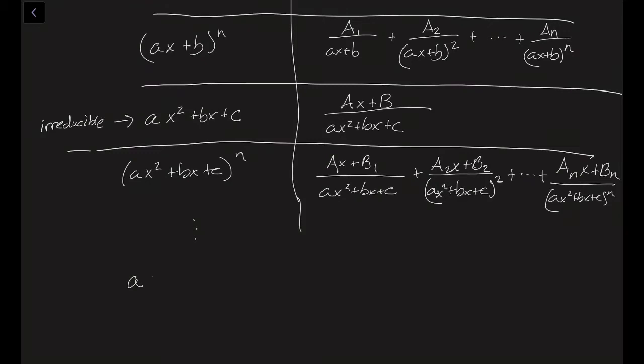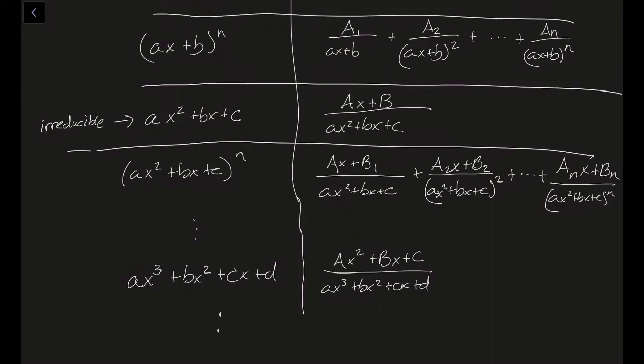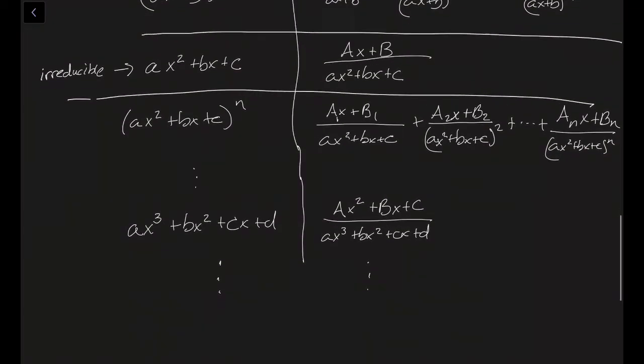So let's just do one more example. If I have ax cubed plus bx squared plus cx plus d, so I have a cubic, well, the numerator should be 1 degree less. So this should be ax squared plus bx plus c over our cubic, ax cubed plus bx squared plus cx plus d. And we can just continue this process. But just note that for best results, what we want to do is make sure that our polynomials in the denominator are in fact irreducible.